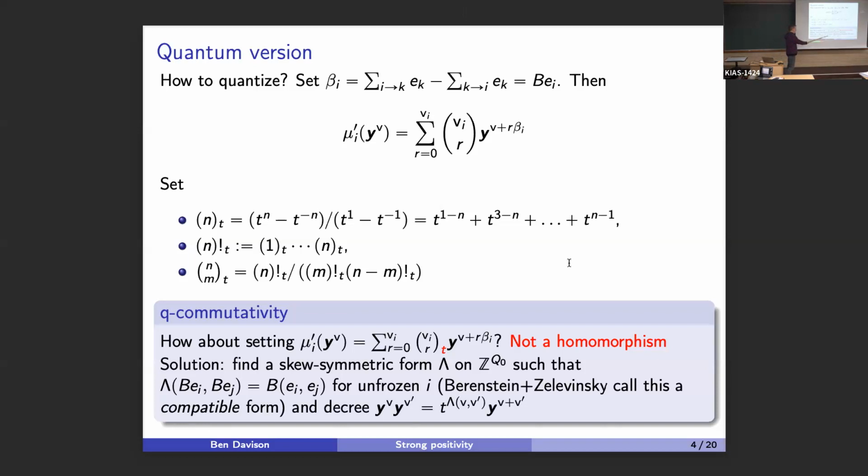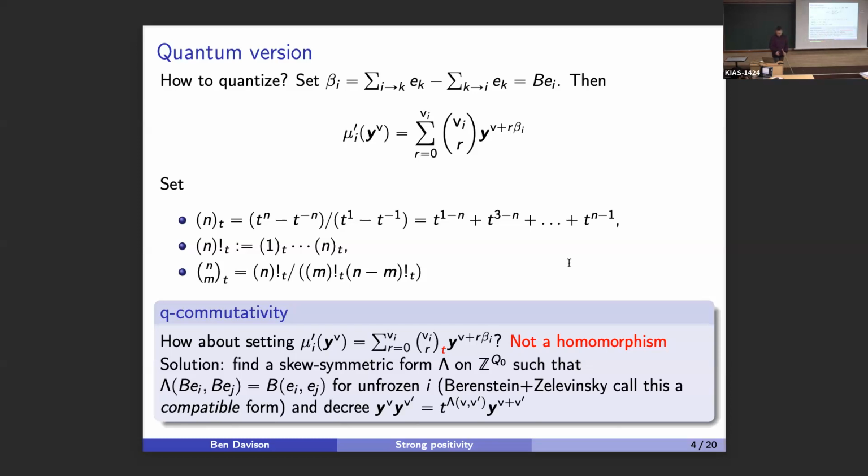So before, we would have had y to the v times y to the v prime equal to y to the v plus v prime. And then pulling them out the other way, that's also equal to y to the v prime times y to the v. And once you're in the quantum world, it's just not natural to have those variables commute. Rather, you have them, one would normally say q-commute, but here I'm using the variable t as my quantum parameter. So you have them t-commute by imposing instead this relation. And then this formula for quantum cluster mutation does make sense and is also the right formula.